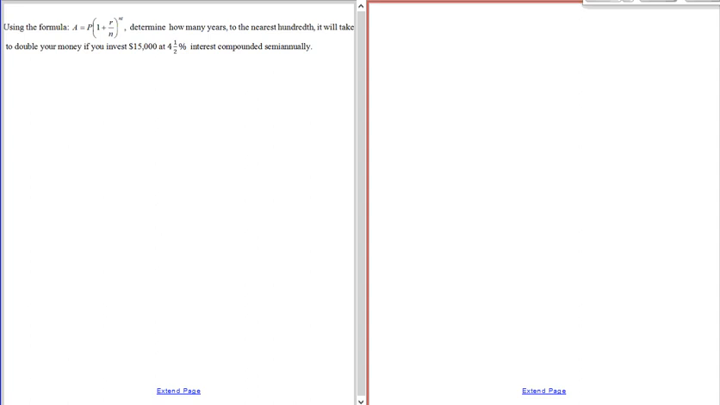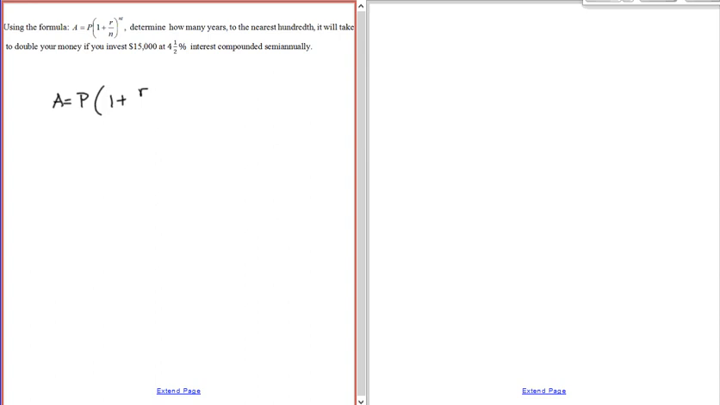So we have the formula. A is equal to P times (1 plus R over N) raised to the N times T. A would be the amount in T years. P would be the initial investment, or sometimes we call it the principal. R is the interest rate, N is the compounding period, and T would be the time in years.